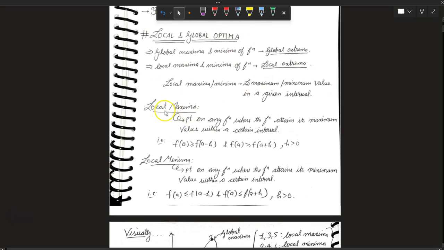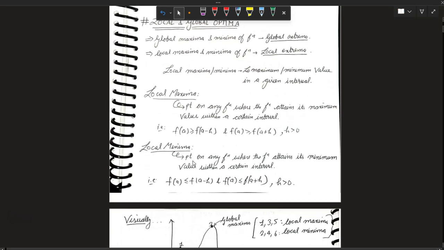So what is local maxima? Local maxima is a maximum point in a particular interval, and local minima is the minimum point in a particular interval. Just see this: f(a) is greater than or equal to f(a minus h), and f(a) is greater than or equal to f(a plus h). That is, in the interval to the left, a minus h, and similarly in the interval a plus h, f(a) is greater than or equal. So it is the maximum point.